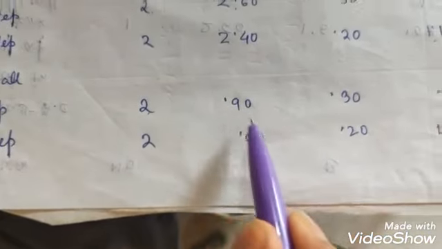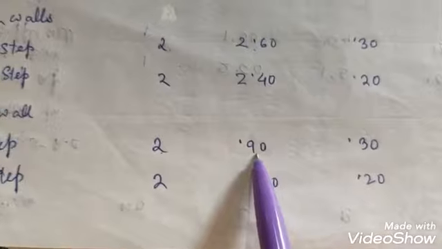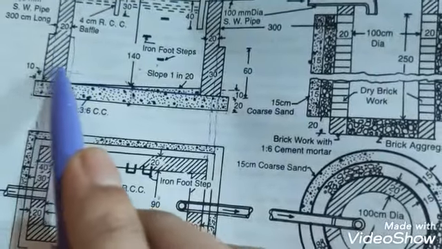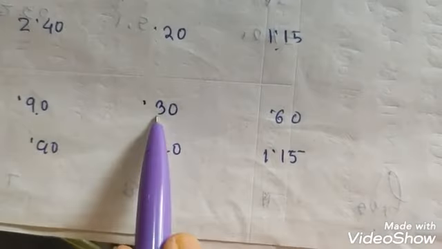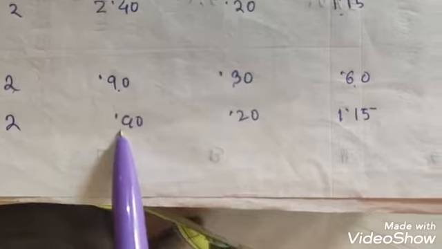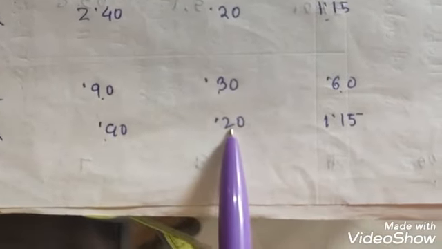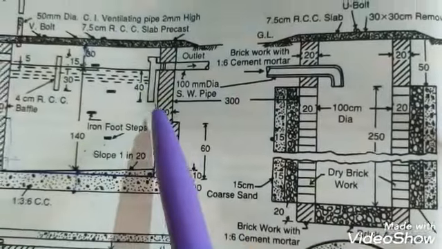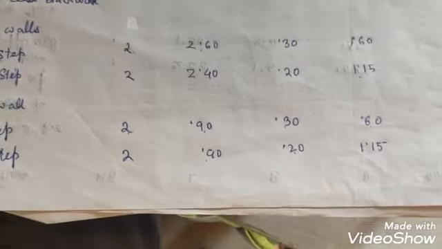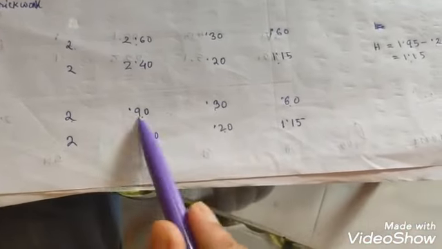So for the first step, the number of short walls is 2, length is 0.9, and just like the earlier case, the breadth is 0.3. Height is same as the earlier case, 0.6. For the second step also the length will be 0.9 and the breadth is 0.2, just like the earlier case, and the height is same as this. Okay, so all we need to do is number into length into breadth into height. We need to find out the quantity.